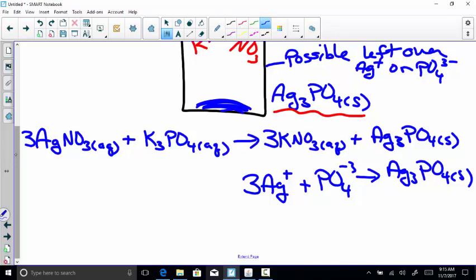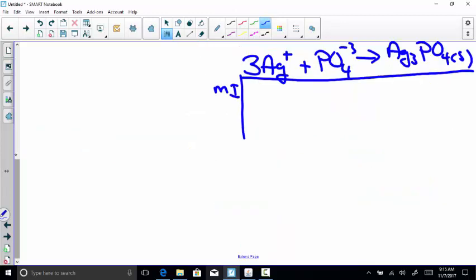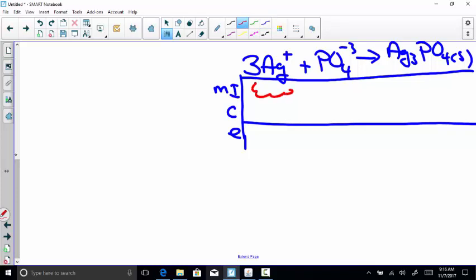So now, letter D wants us to determine the mass of the precipitate. Well, this is where we are going to need to make our mice chart. I'm going to move this up a little bit. So we need to make a mice chart, and that means we need to figure out how many moles of silver we have and how many moles of phosphate we have.